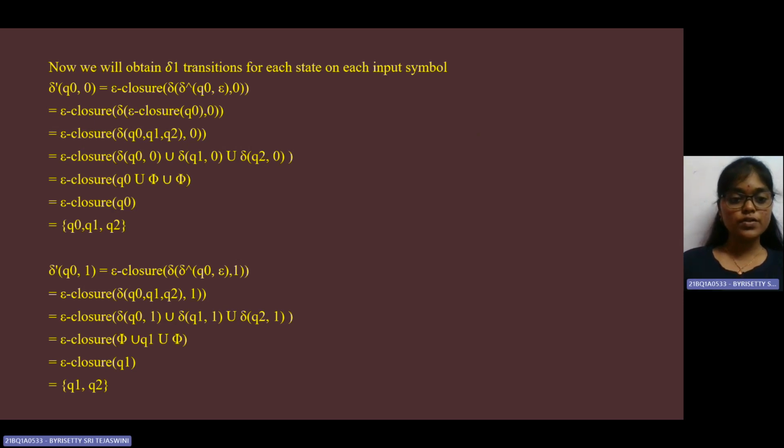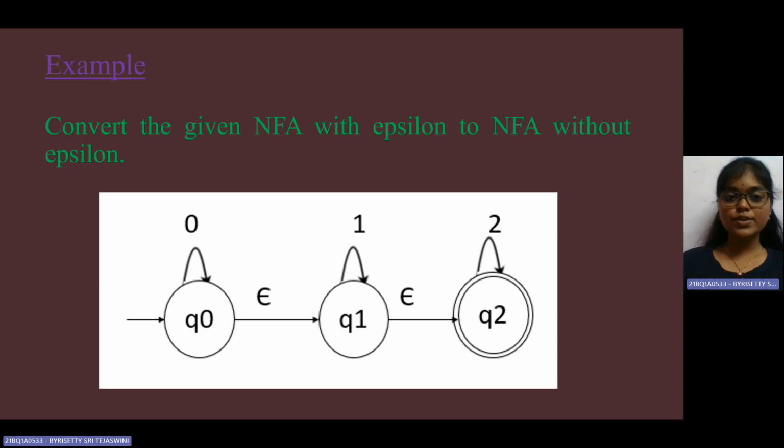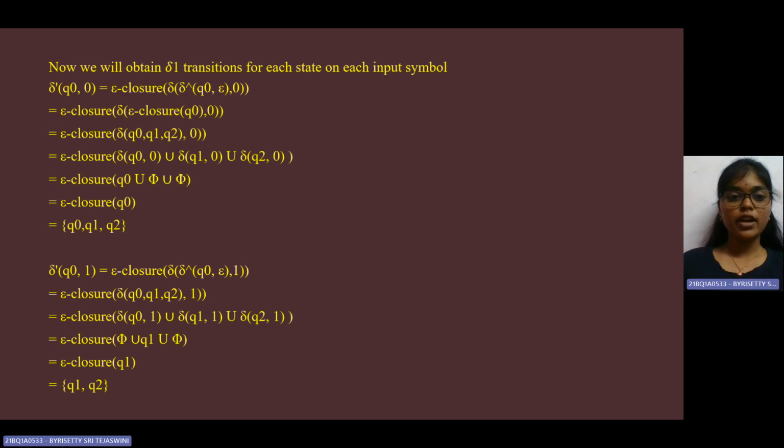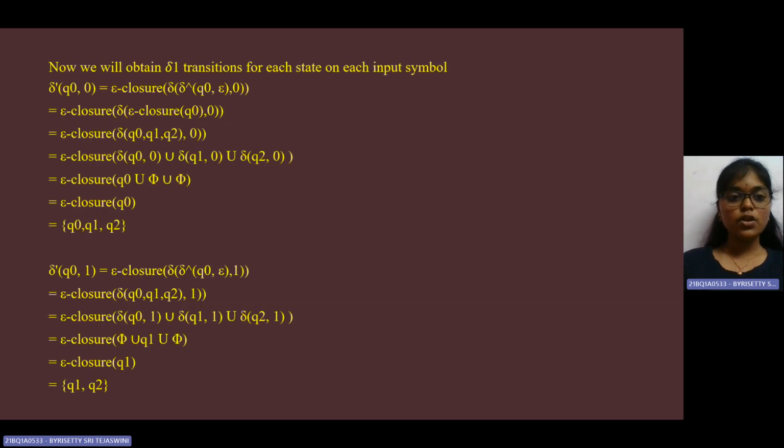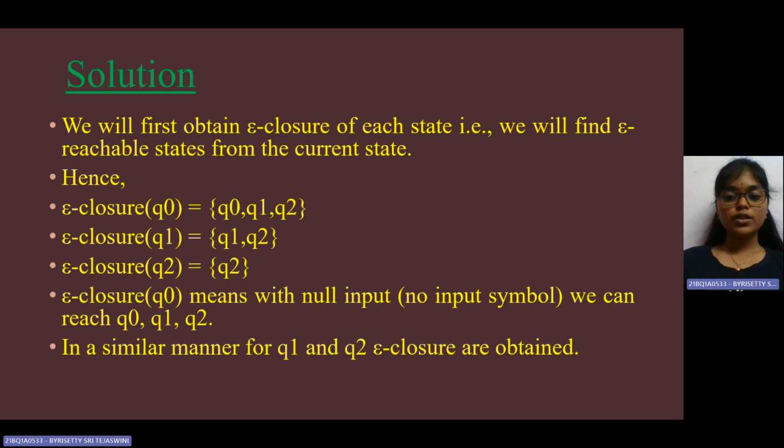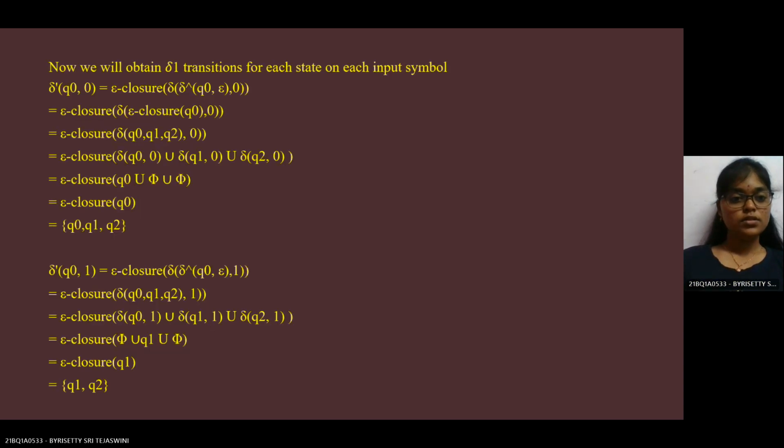Next, union. q1 of 0: for q1 there is no input 0, so it will be phi. Next, for q2 similarly there is no input for 0, so it is phi. So q0 union phi is q0. So again, epsilon closure of q0 is q0, q1, and q2. So delta of q0 comma 0 is q0, q1, and q2.